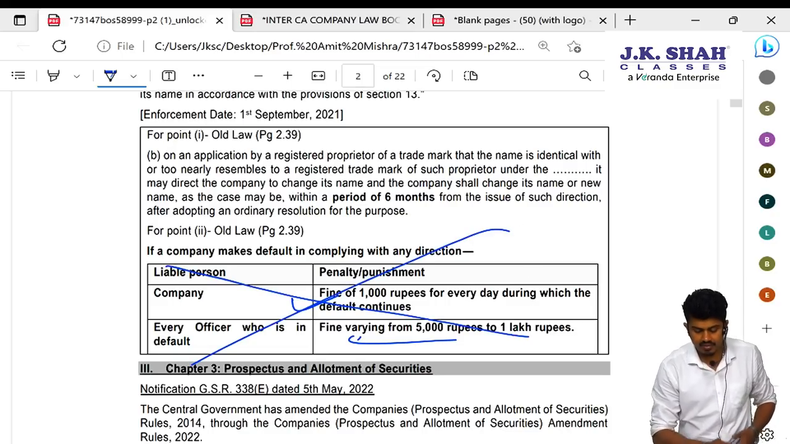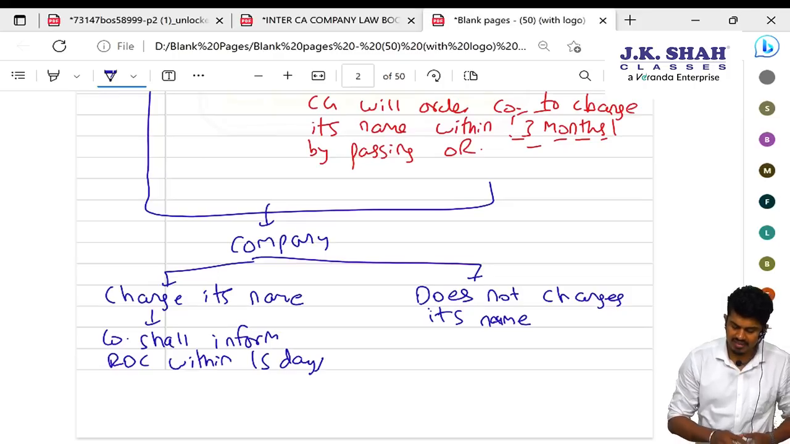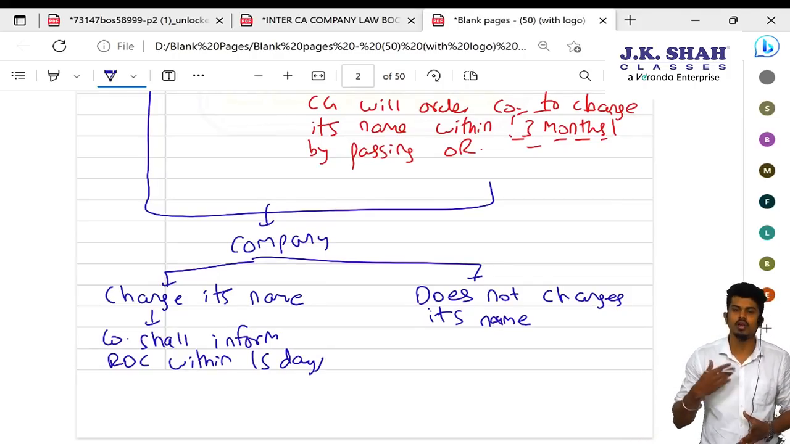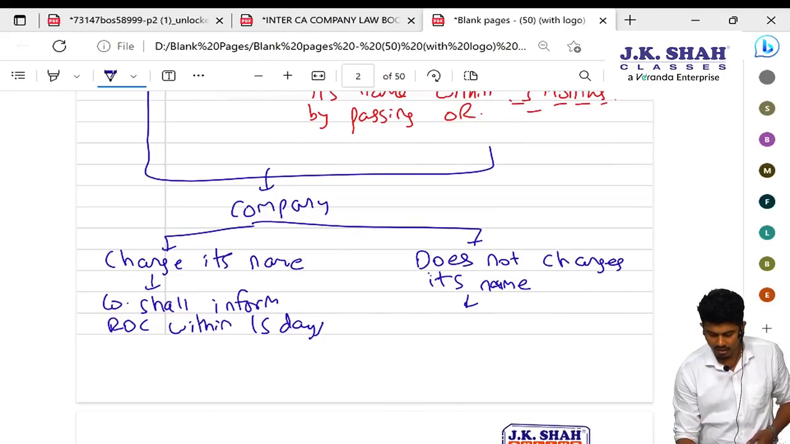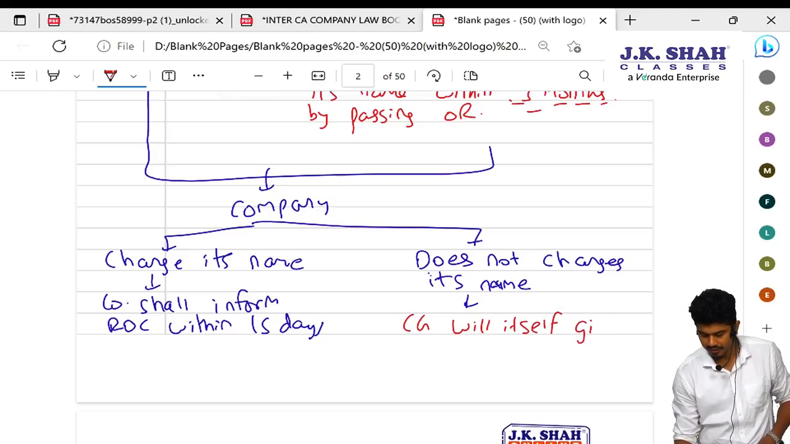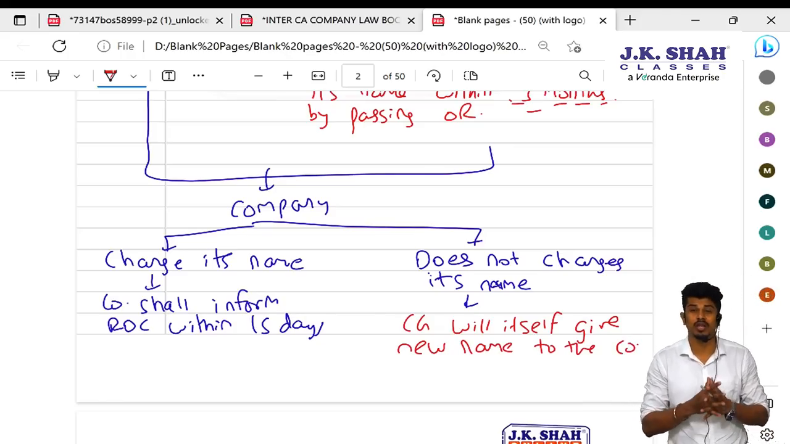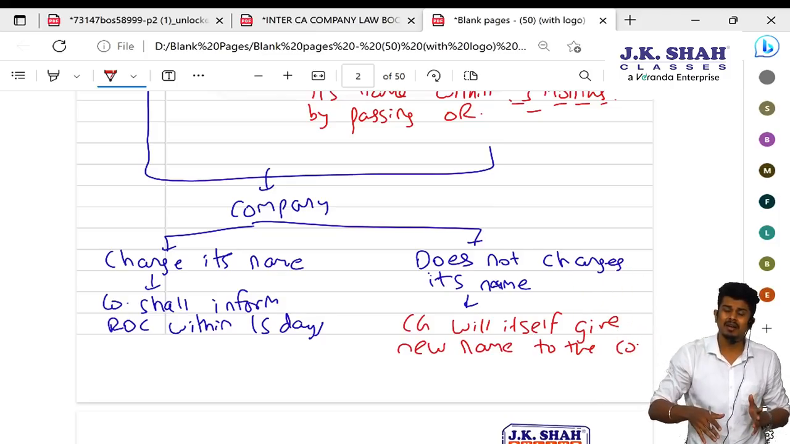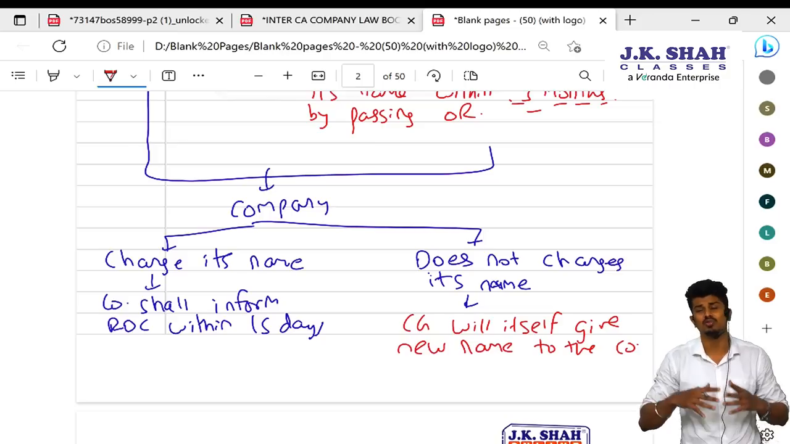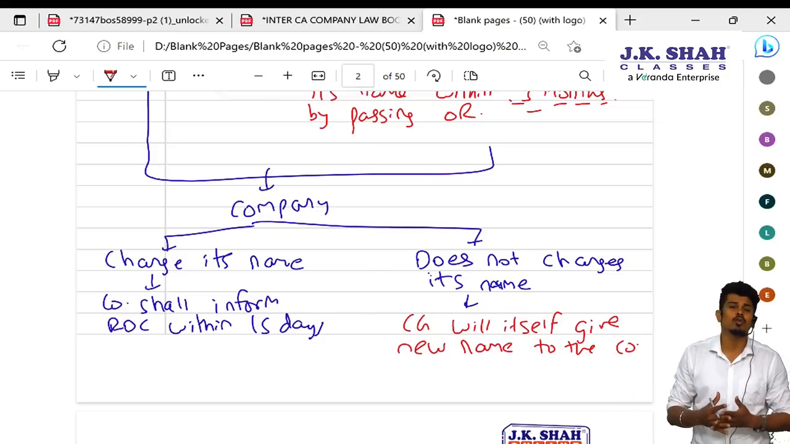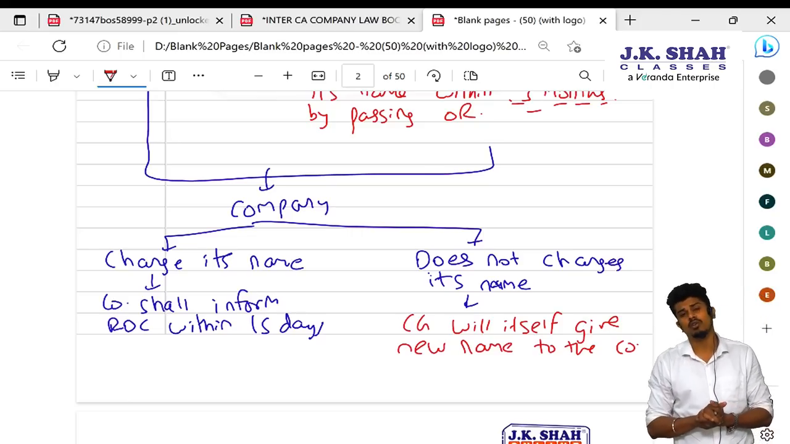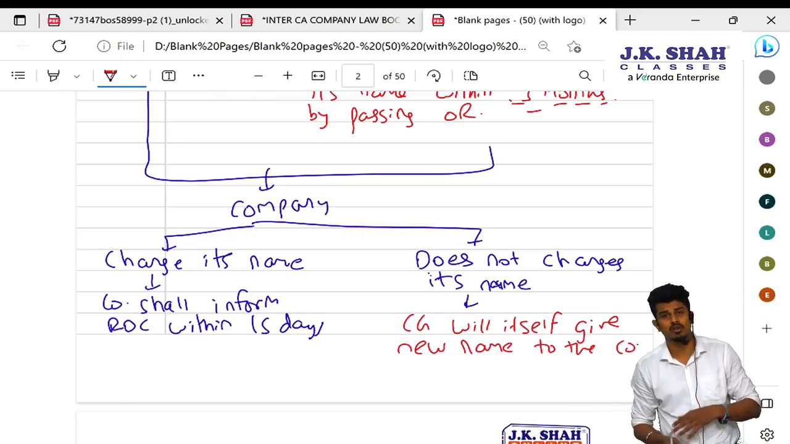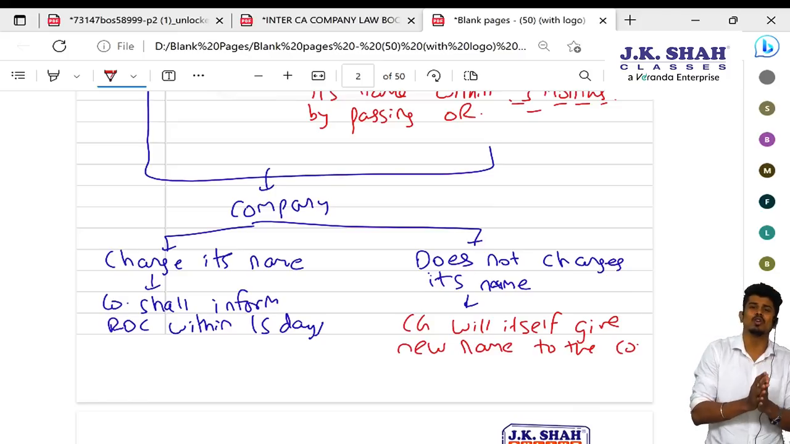But now they have changed it. Now they say that if a company is not changing its name on the application or on the order of central government, then in that particular case, central government will itself give new name to the company. Earlier, central government used to request companies, please change your name. Your name is similar to trademark or your name is similar to another company's name. And companies used to contempt the order of central government. They used to never listen only. So central government was left with only one option, and that is to impose fine. And after imposing fine also, central government will have to keep the track record, who has paid fine, who has not paid fine. So there was so much complications which central government has now eradicated.